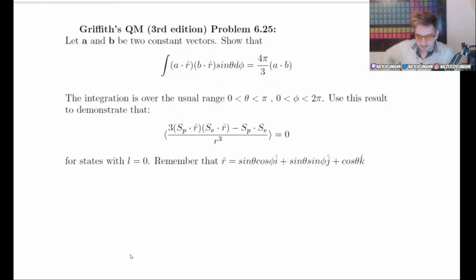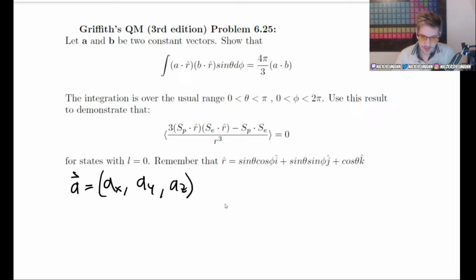All right. So we want to solve this integral. Let's write it out explicitly. So what is a? Now, a is, of course, our equivalent for S_p or S_e. Doesn't really matter. It's the same thing. But it's going to be a three-dimensional vector, right? The spin has Sx, Sy, and Sz. So a will be a three-dimensional vector with an x component, with a y component, and with a z component. And b will be similar, of course. It will have an x, a y, and a z component.